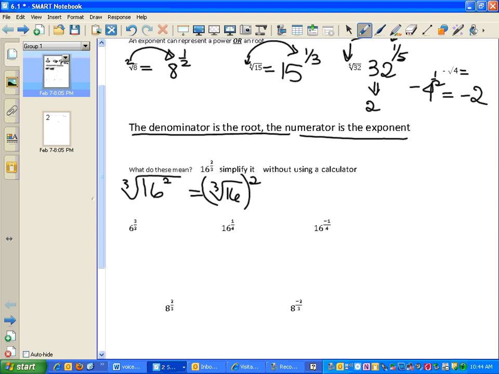Which would be more beneficial? If you're trying to do this without a calculator, would you want to square a value and then take the cubic root, or would you rather make it smaller by taking the cubic root and then make it bigger by squaring it? I would think you would want to make it smaller first and then make it bigger by squaring it. Haley?